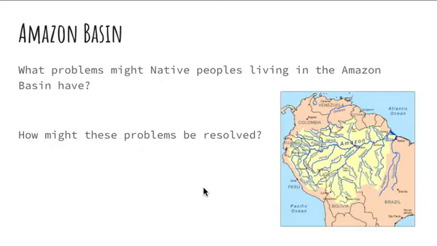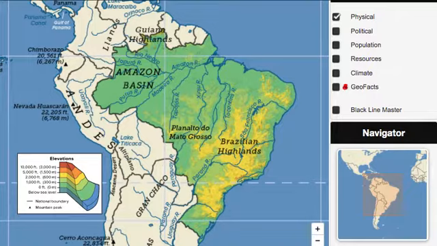What problems might native peoples living in the Amazon Basin have, and how might these problems be resolved? You can tell just by looking at the map that the Amazon is a huge, massive area. If Brazil is the 5th largest country in the world, then you can say that this is a huge, massive area in this Amazon Basin. If there are people that live here, how is it that they are affected by living in such a remote area? Because you're not really near any coast. This massive river is kind of the gateway in and out of this entire region. Let's try and find out.